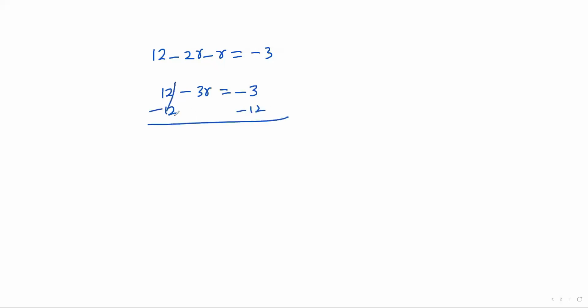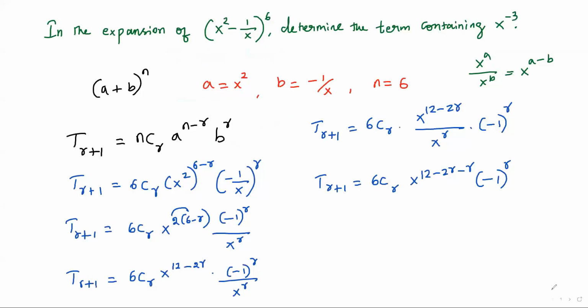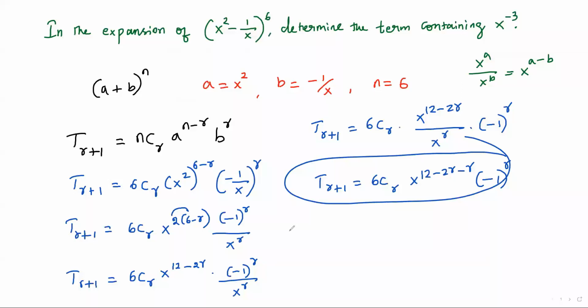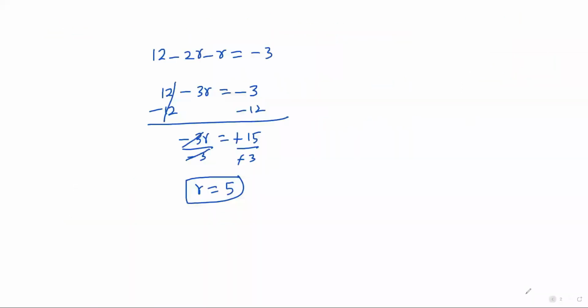Okay, we can subtract 12 from both sides. The positive 12 and negative 12 cancel out. Negative 3r is equal to negative 15. We can divide both sides by negative 3. When you do it, the negatives cancel out, and 15 divided by 3 gives 5. So we get r is equal to 5. Now we can plug this value back into the (r+1)th term formula, so we plug in r is equal to 5.